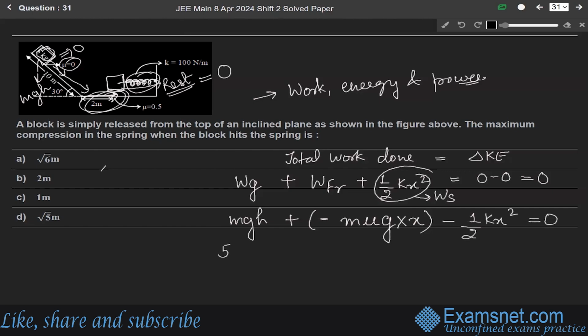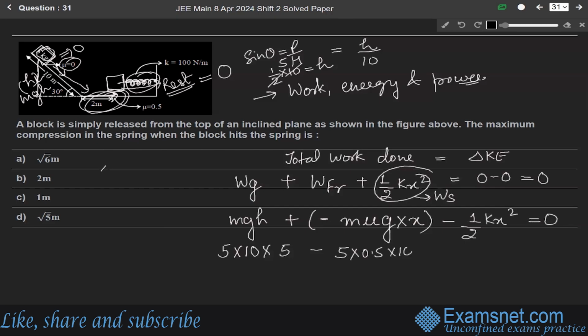Mass is 5 kg, gravitational constant is, let us say, 10, and for the height, we will find h by using sine theta. Sine theta is equal to perpendicular over hypotenuse. Here perpendicular is h, hypotenuse is 10, and sine 30 is 1 by 2. So h will be half into 10, so h is 5 here. So 5 into 10 into 5, minus of mass 5, mu 0.5, g 10, and x, the displacement, minus half kx square.